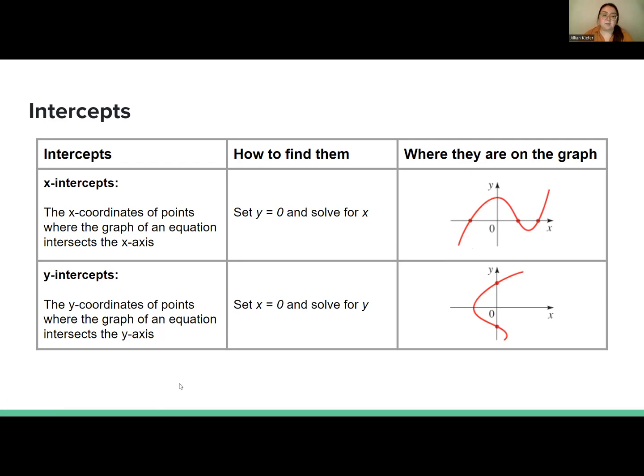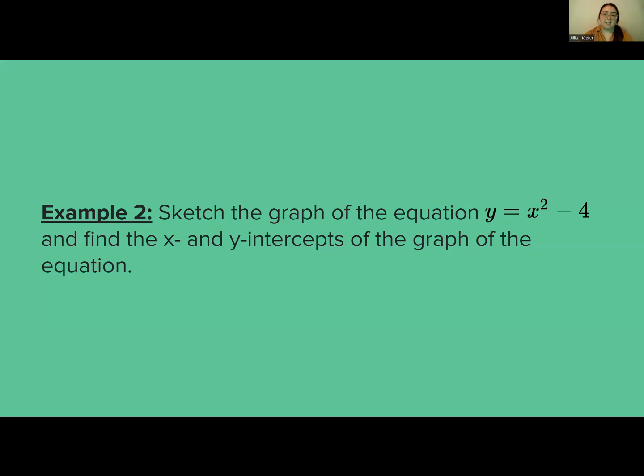Then for y-intercepts, we have the y-coordinates of points where the graph of an equation intersects the y-axis. To find them, we set x equal to 0 and solve for y if we're solving algebraically. Locating them on the graph, we see a new function drawn in, and it crosses the y-axis twice, once here and once here. So in this case, we had 2 y-intercepts. Using this information, let's go ahead and sketch a graph.